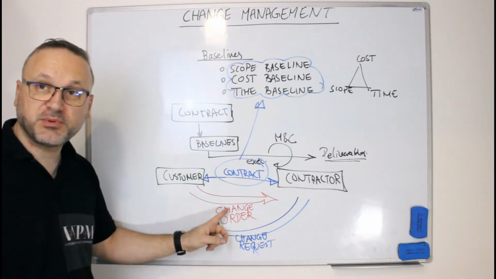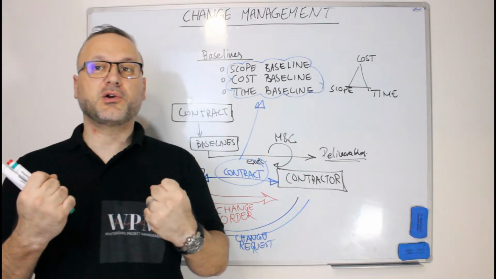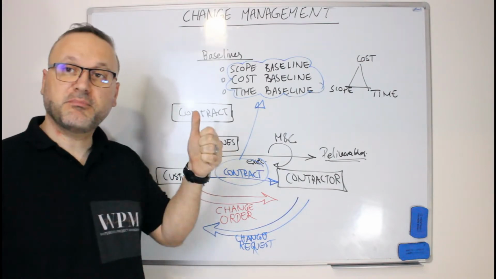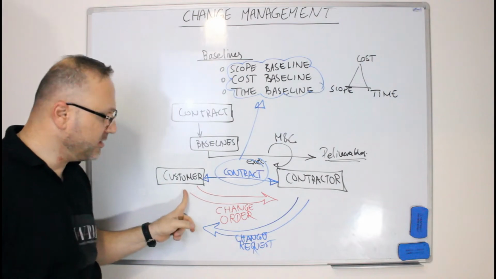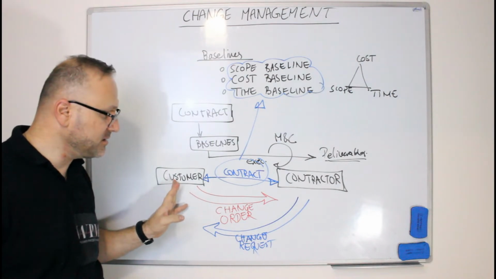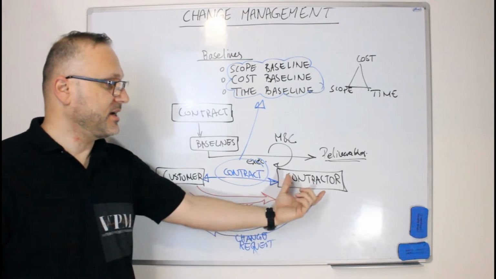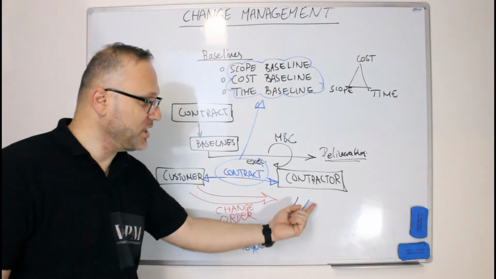What is the difference between both? This is a change order because the customer is the holder of the contract, he is the decision maker, he has the money and he is paying the contractor. So if the change comes from the customer, it's a change order. If the contractor is requesting this change, this is a change request.